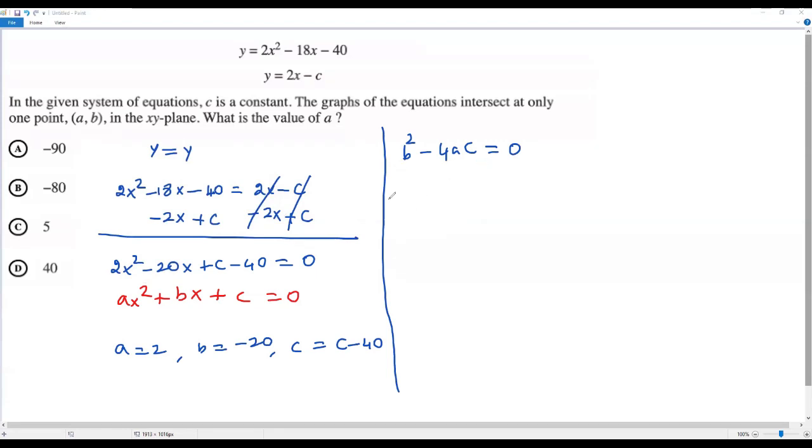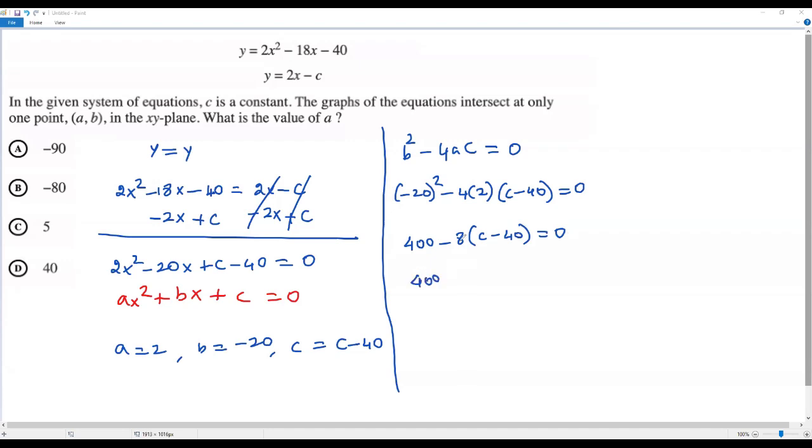The value of b is negative 20. Then I'm getting negative 20 the whole square. Negative 4 times the value of a, which is 2. The value of c is c minus 40 equals to 0. Okay, so if I evaluate negative 20 the whole square, it is just 400. Negative 4 times 2 is 8 times c minus 40 equals to 0.